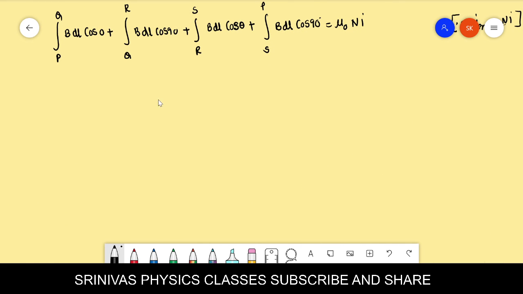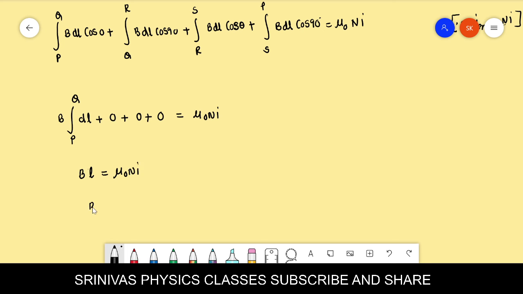This term, P to Q, B we can write outside, it's a constant. Integration dl we will get. This term will be 0 because cos 90 is 0. R to S, the B value is 0, that's why this term is also 0. And cos 90 value is 0, again this term is 0. Plus mu naught N i we will get. And here B integration dl is what? You will get L. Integration dl we will get as L, equal to mu naught N i.